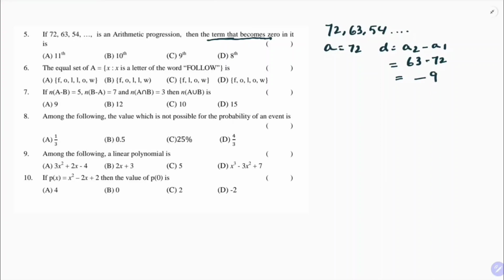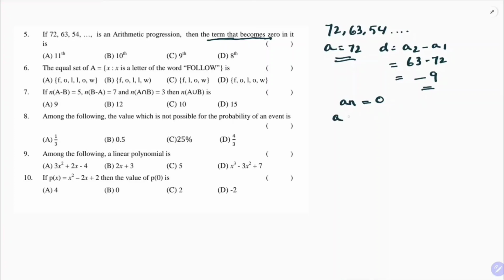Fifth bit: 72, 63, 54 is an arithmetic progression. They are asking which term is 0. So in the series, a is 72 and the common difference is a2 minus a1, which is 63 minus 72. So 63 minus 72 is minus 9. So we got a and we have d. They are asking an is 0. Which term is 0?